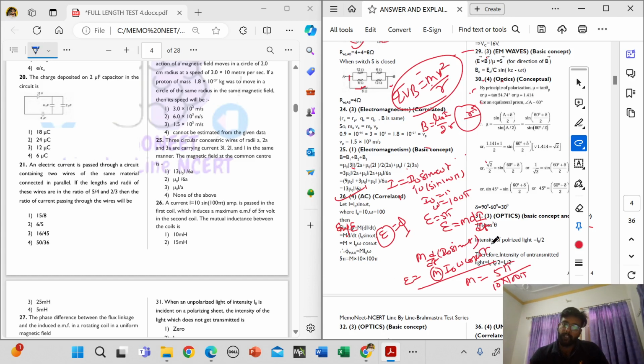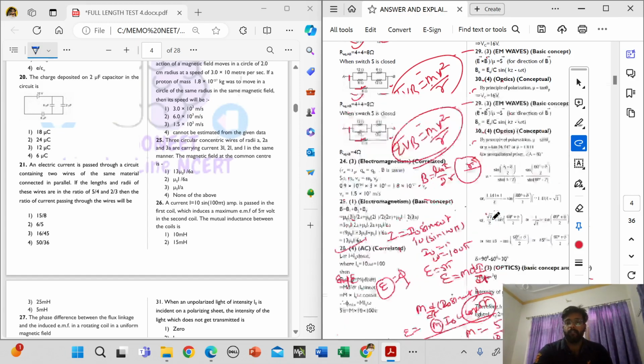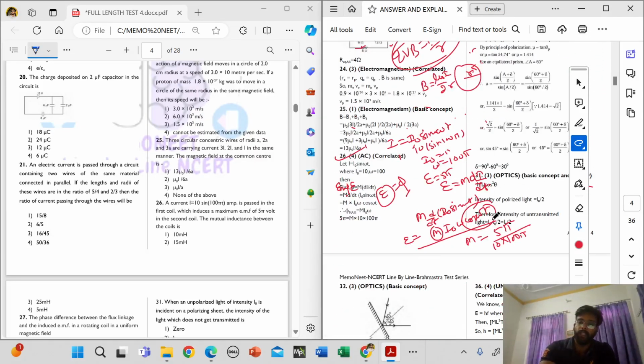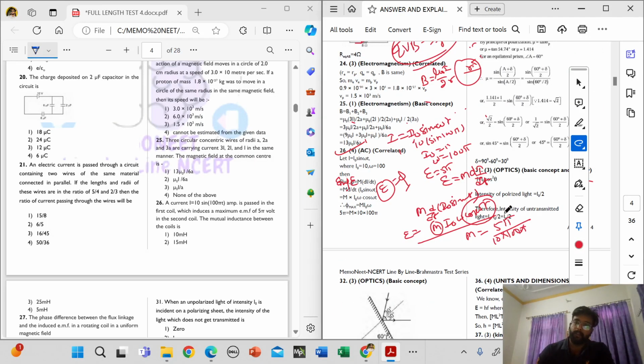Then cos omega t, for the maximum value, cos omega t will be equal to 1. We get the value of M from here, that we are getting 5 millihenry. The pi to pi cancel, 5 into 10 to the power minus 3. So that is 5 only. Because we are taking the maximum, the cos for the maximum is 1.